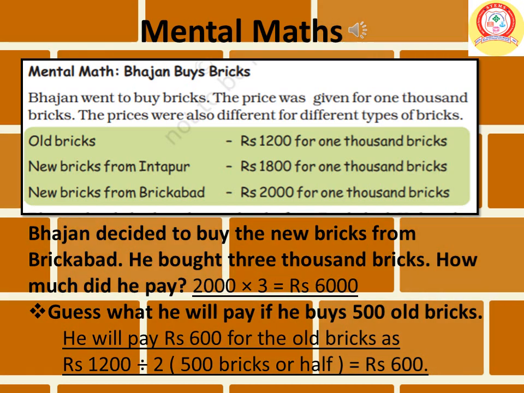Now the next question is, guess what he will pay if he buys 500 old bricks. What is the price of old bricks? It's 1200 for 1000 bricks. Now Bhajan wants to buy 500 bricks only. He doesn't want to buy 1000 bricks. He wants to buy just 500 bricks. So what we will do, we will divide. You have to divide 1200 by 2. By 2 you will divide, you will get the answer how much? 600. So he has to pay 600 for old bricks. For 500 old bricks he has to pay rupees 600.